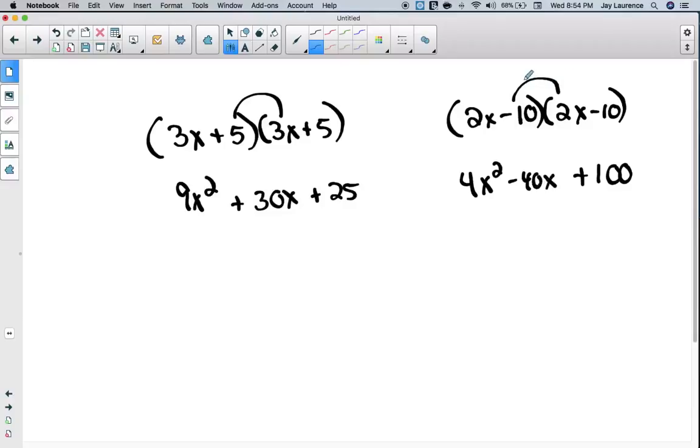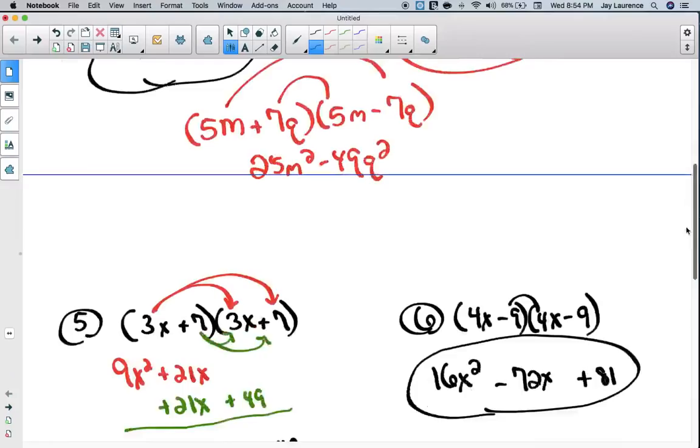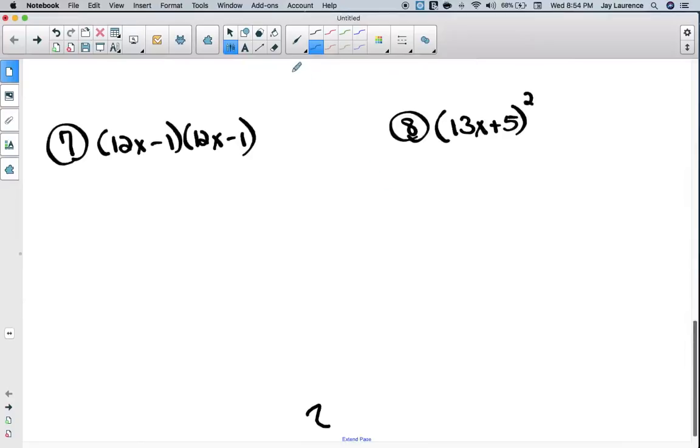And again, if you pay attention to this and you really focus on the way these look, that's going to make the next day or maybe Monday's lesson so much easier. All right, so I want you to try problems 7 and 8 on your own, okay? Now remember, don't get fooled on 8. 8 is a double distributing problem, even though it doesn't look like it.